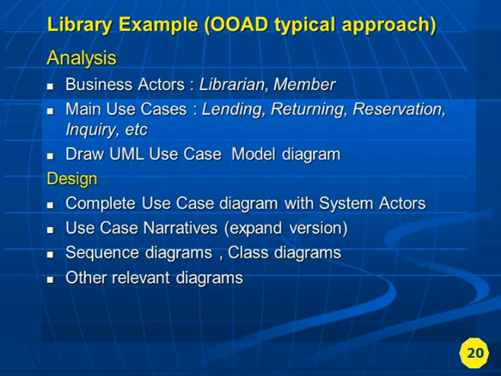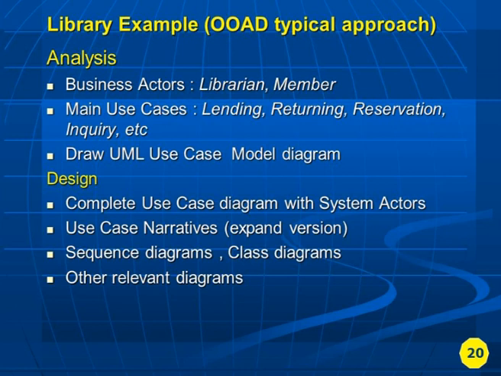Then if you take a library example of object-oriented analysis and design, the typical approach is to identify business actors, where things like the librarian will be an actor and the member will be an actor. Depending on the system, the member can be a system actor or only a business actor. The main use cases are lending, returning, reservation, and inquiry, for example, in a library system. Then you can draw the use case model diagram, including these actors and the use cases.